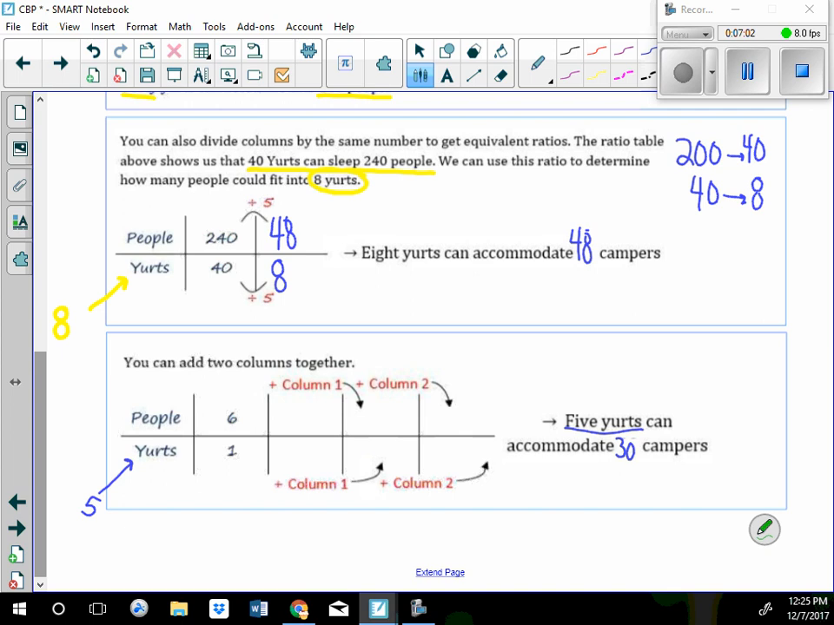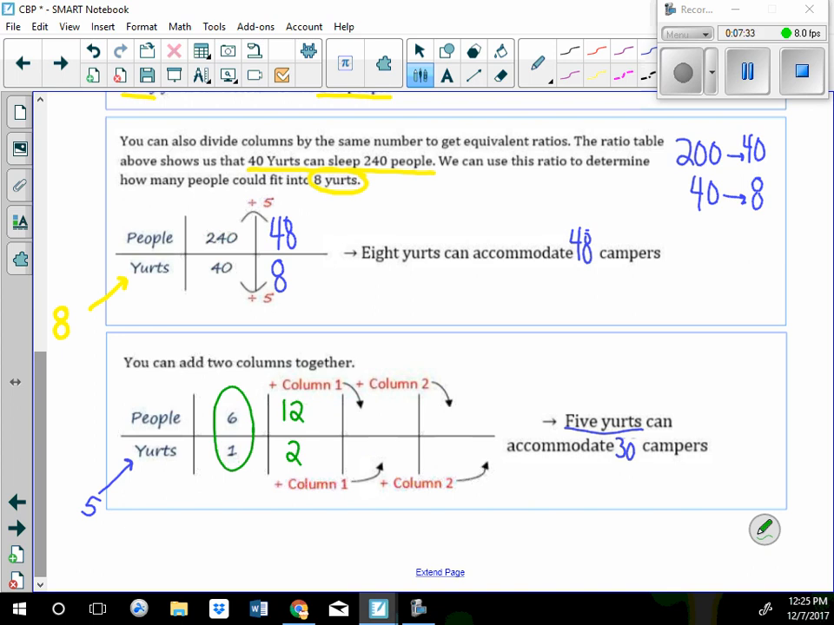Okay, so the first thing I want to do here is I have this first column, and I want to add it to itself. I want to add column 1. Notice how I have add column 1, which means I now have 2 yurts and 12 people. Okay, now remember my goal is to get to 5.